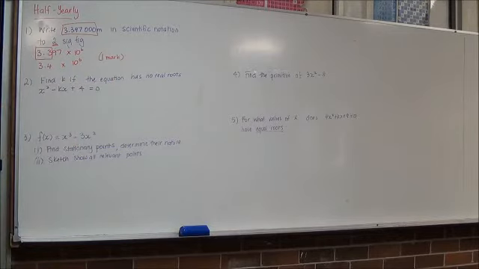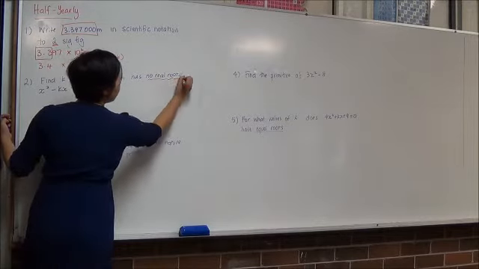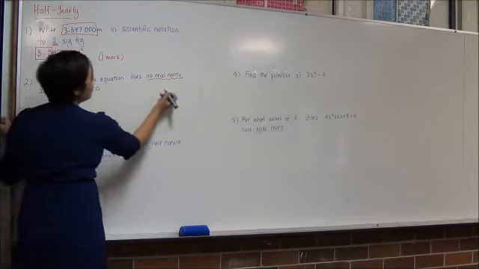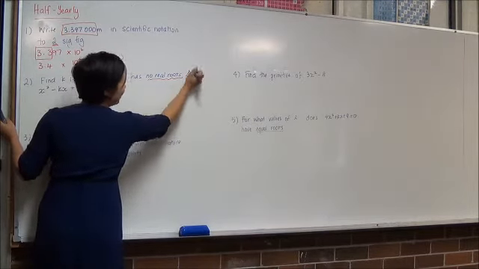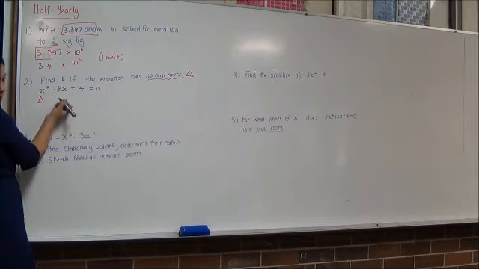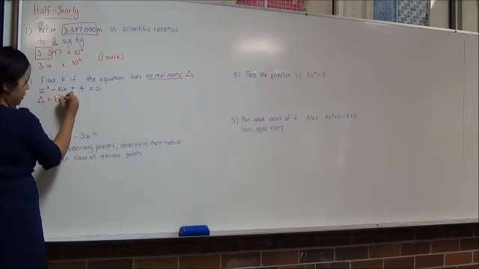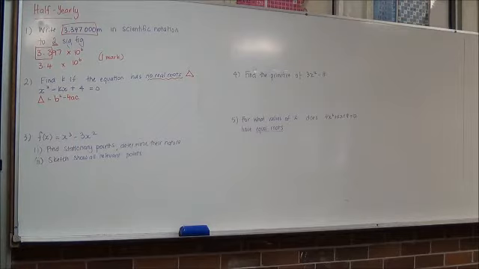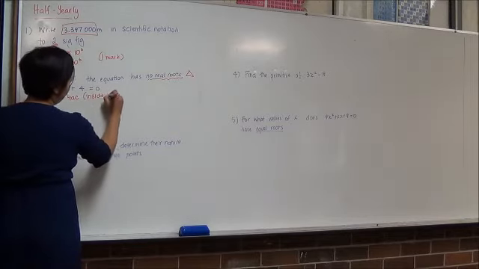Okay, so the next one is find k, the equation has no real roots. So when you see the word roots or real roots, equal roots or any roots, it's all about discriminants. So do you remember the discriminant rule? No. Oh wait, is it the same one as axis of? No. It looks very similar, but it's not. It's the inside part of the quadratic equation.